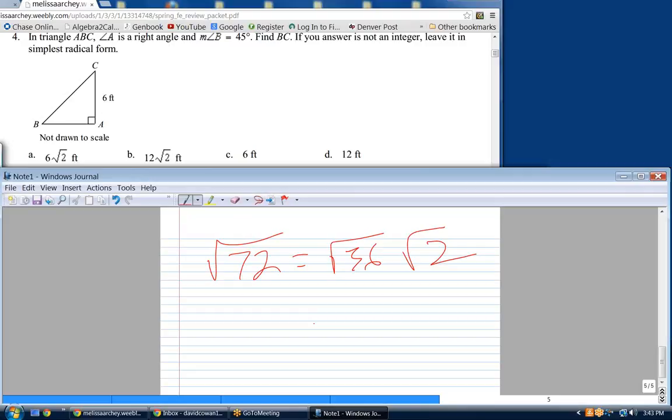Why isn't there, when you can't reduce 2 anymore but you can reduce 36, how come there's no radical around it? Well, because the square root of 36 is 6. It's a perfect number. So then you don't need the radical around it? Right. In other words, all I'm doing is replacing the square root of 36 with the number 6. I still have the square root of 2 left over. Okay.